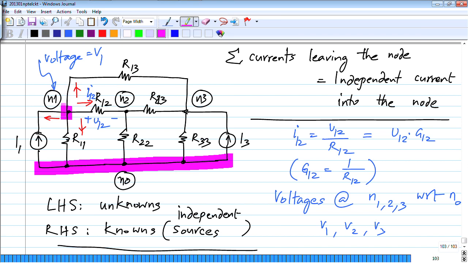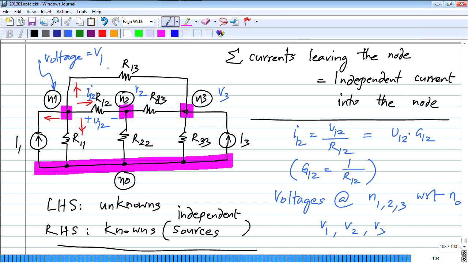What is meant is that the voltage between N1 and the reference node is V1. Similarly, when you say the voltage at node N2 is V2, it is with respect to the reference node. Never forget that a voltage is always measured between two points, two nodes. So again, between N3 and N0, it is V3. And V2 and V1. So that's about the conventions.